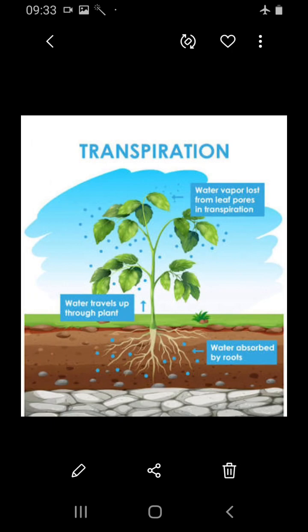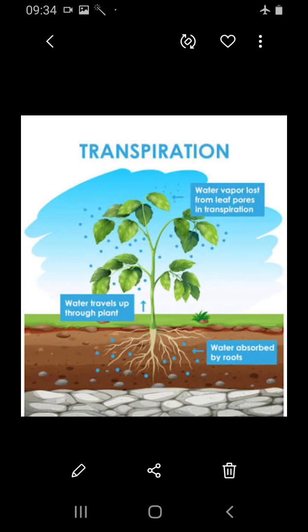So next we shall see about transpiration. What is transpiration? Have you heard this word? Yes, the loss of water in the form of water vapor is called transpiration. This is common in the aerial parts of the plants. In plants, the water vapor moves out when the sun shines on it. So this is called transpiration.